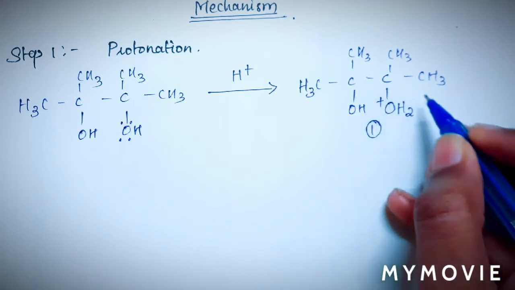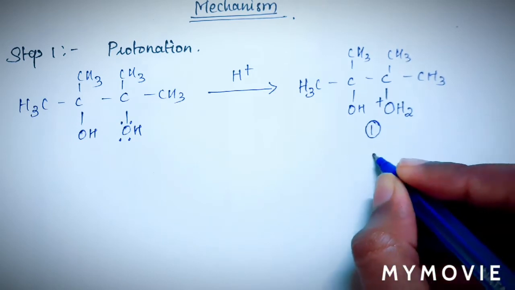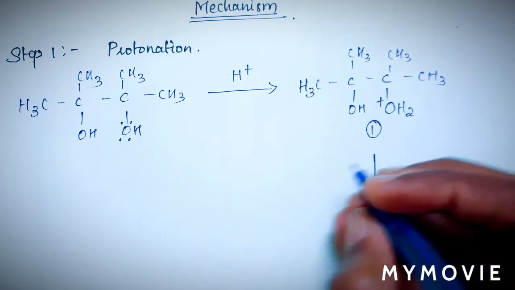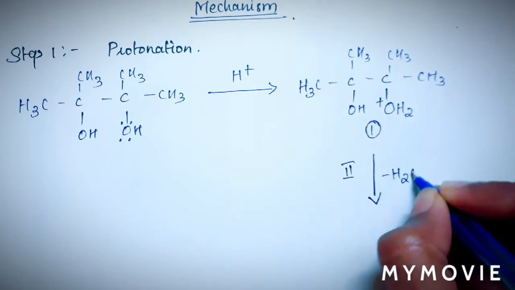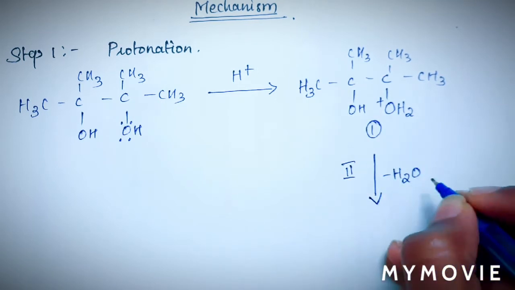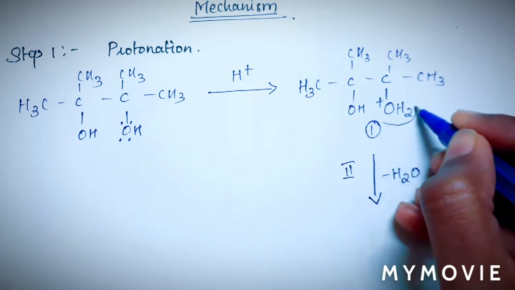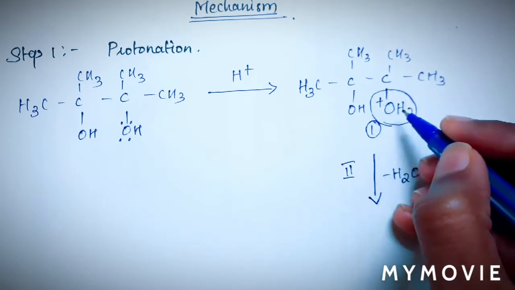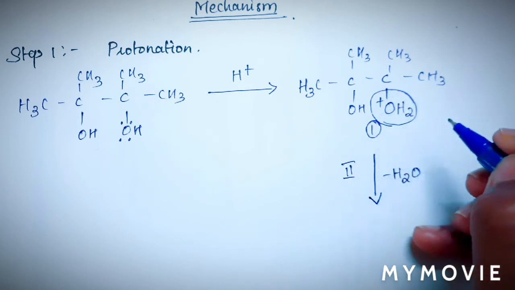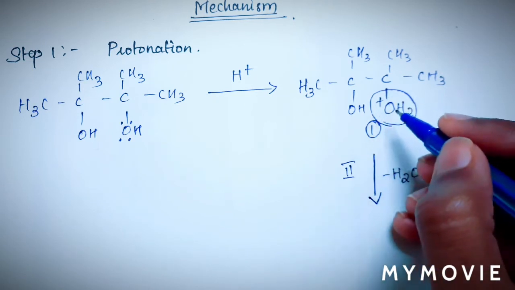It's going to eliminate water. So this step is called dehydration. I'm writing step number 2, minus H2O on top of the arrow indicating dehydration. So this part is going to be removed. We know that oxygen is electronegative, and also it's positively charged.